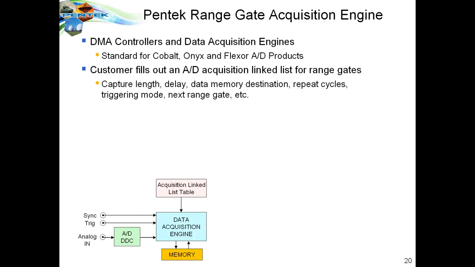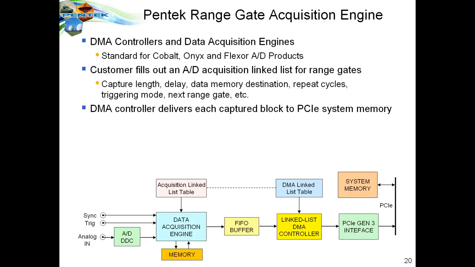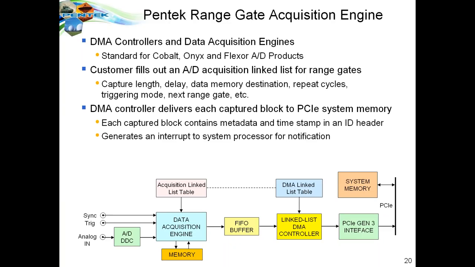So in this case, what we're doing is we're sampling data with the A to D converter shown down at the bottom left, using the acquisition engine driven by the parameters fetched from the acquisition linked list table. Once the data is captured, the DMA controller also uses a linked list table to specify the location of where it puts the captured data block to system memory, and this is transferred across PCI Express into system memory. Each block contains metadata that includes timestamping and an ID header to uniquely identify each captured block of data.